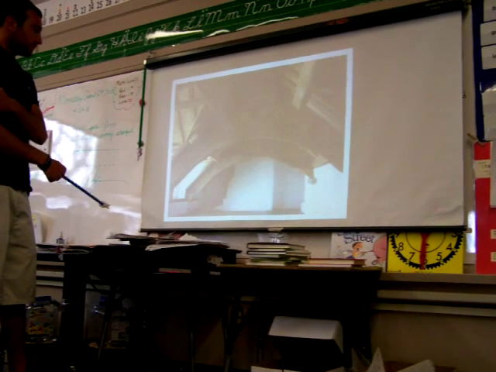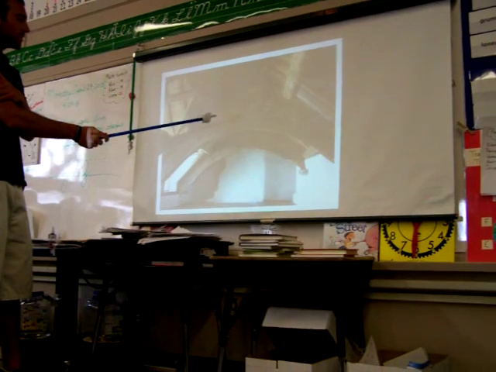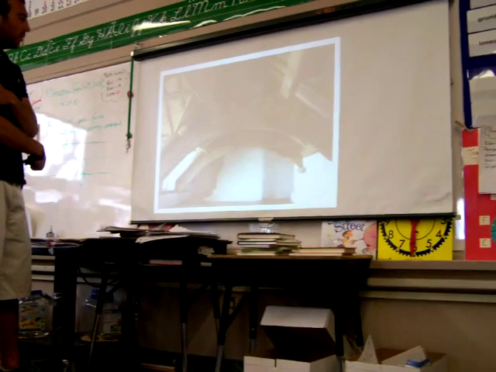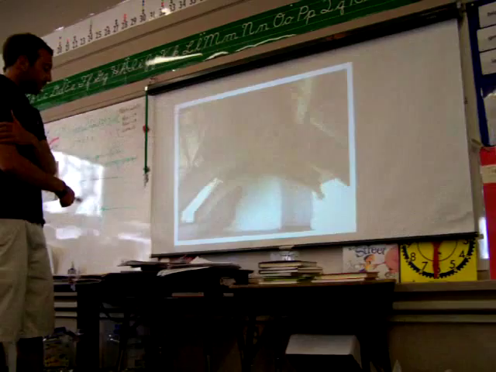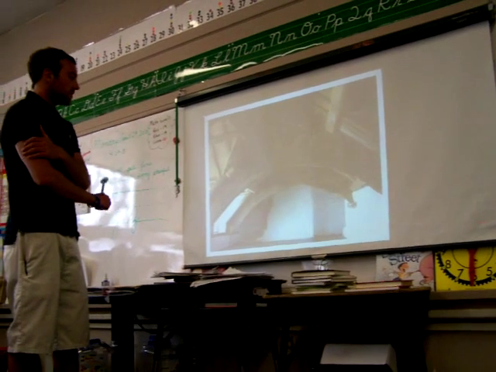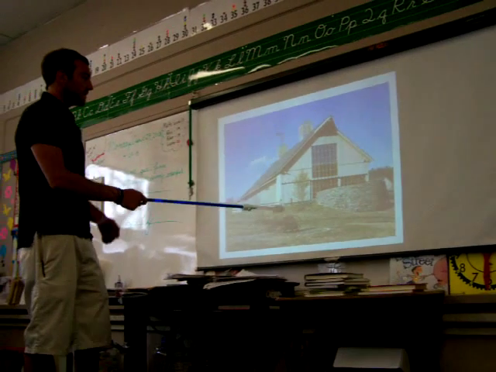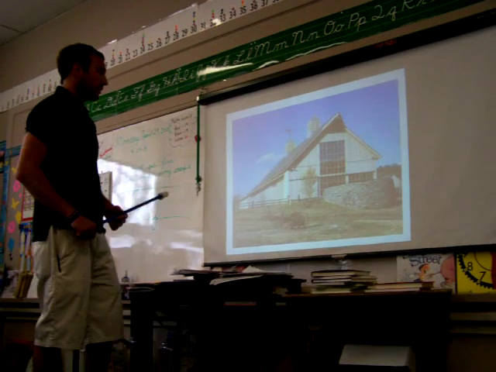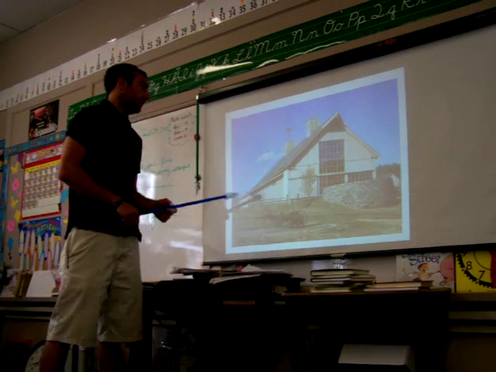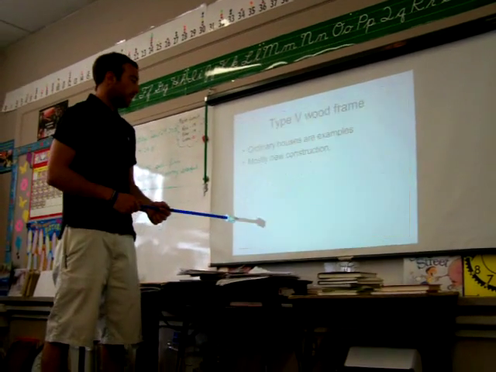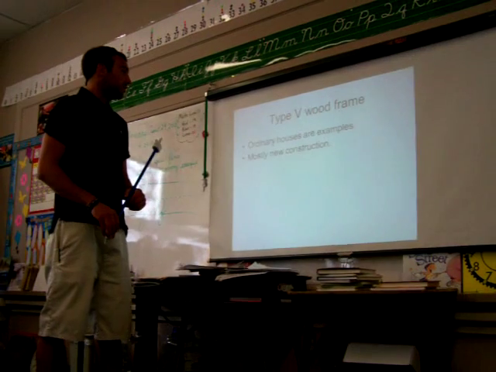Next, please. This is going to be one of your older style, old Type 5 or 4 buildings. Next, please. And there's an example of a barn or church or whatever it is, and that's made out of your heavy material. Type 5 is your wood frame.